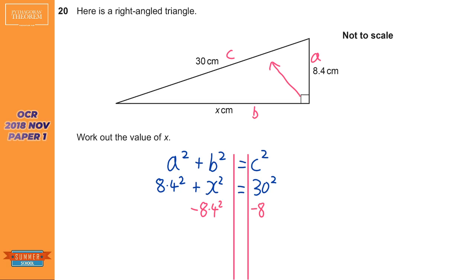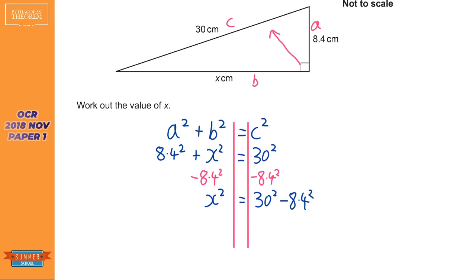Now I could do 8.4 squared in the calculator, but that might give me a horrible number. So I'm just going to leave the squared there and just do it later. So we've got 30 squared, take away 8.4 squared. Okay, I'm actually going to work that out now because it seems like a good time. So we're not going to do anything to both sides. I'm just going to get my calculator and do 30 squared, take away 8.4 squared.